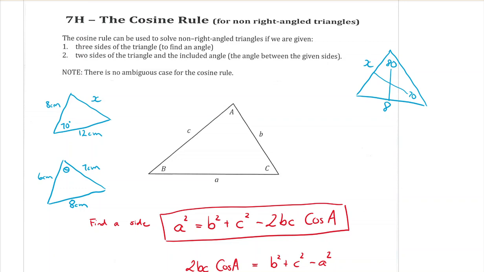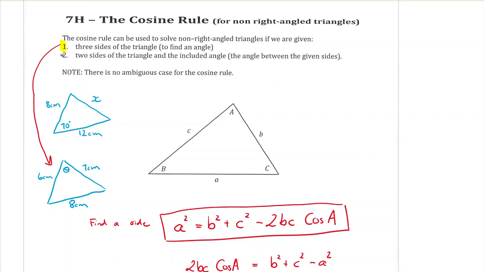To use the cosine rule, these are the two situations, and I've drawn diagrams down the side of what that looks like. Situation number one is that you have all three sides in the triangle and you are trying to find an angle. That is this one here. You have all three sides, the 7, the 8 and the 6, and you're trying to find one of the angles. You can use the cosine rule.